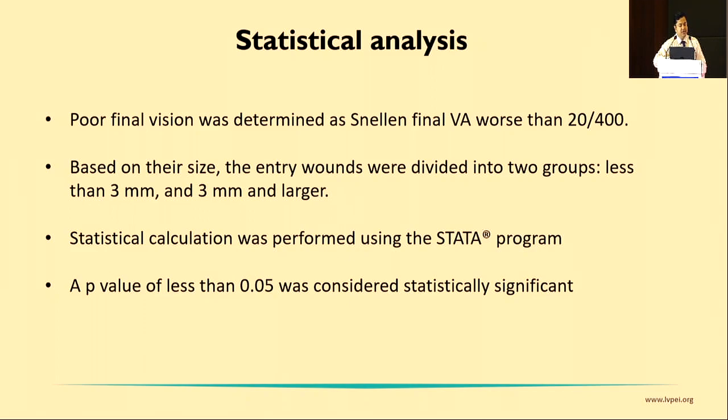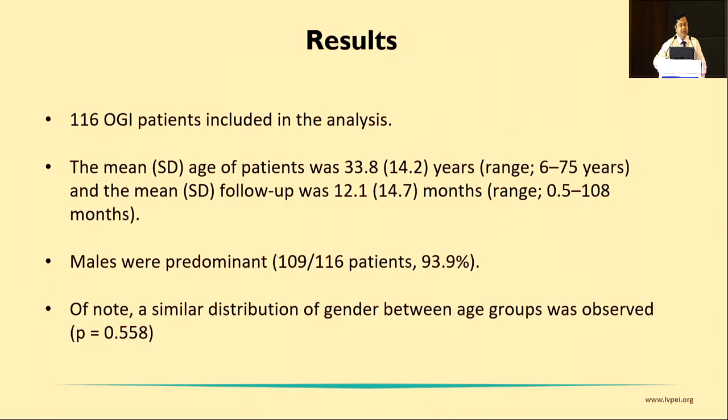Based on their size, the entry wounds are divided into two categories: less than 3 millimeters and larger than 3 millimeters. We used Stata software for this statistical analysis, and a p-value of less than 0.05 was considered statistically significant. Coming to our results, 116 patients with open globe injuries with an intraocular foreign body were analyzed.